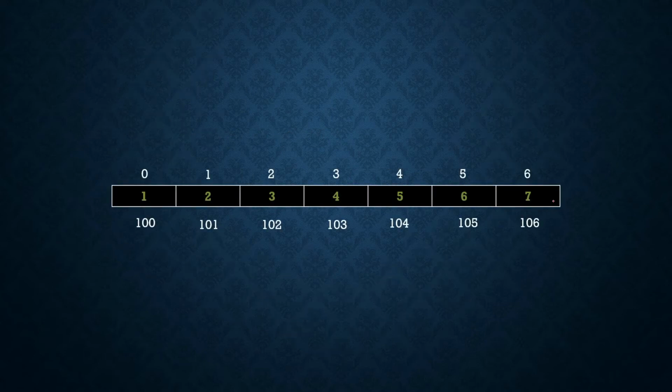This is an array. These elements 1 to 7 placed in the array are called data. These 0 to 6 are called the index. These 100 to 106 are called the address. Here we give the addresses randomly, for your knowledge.